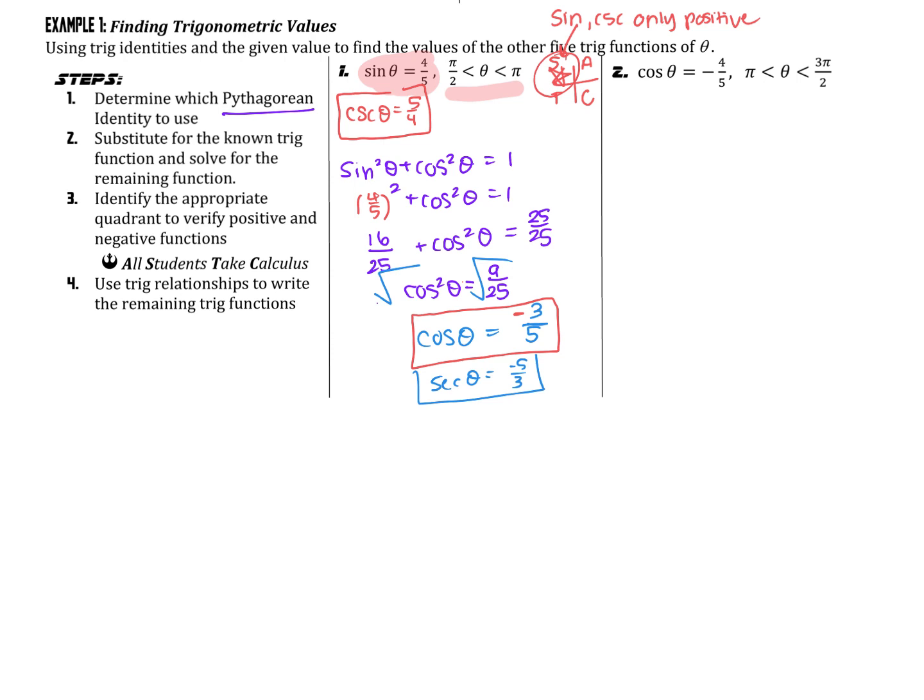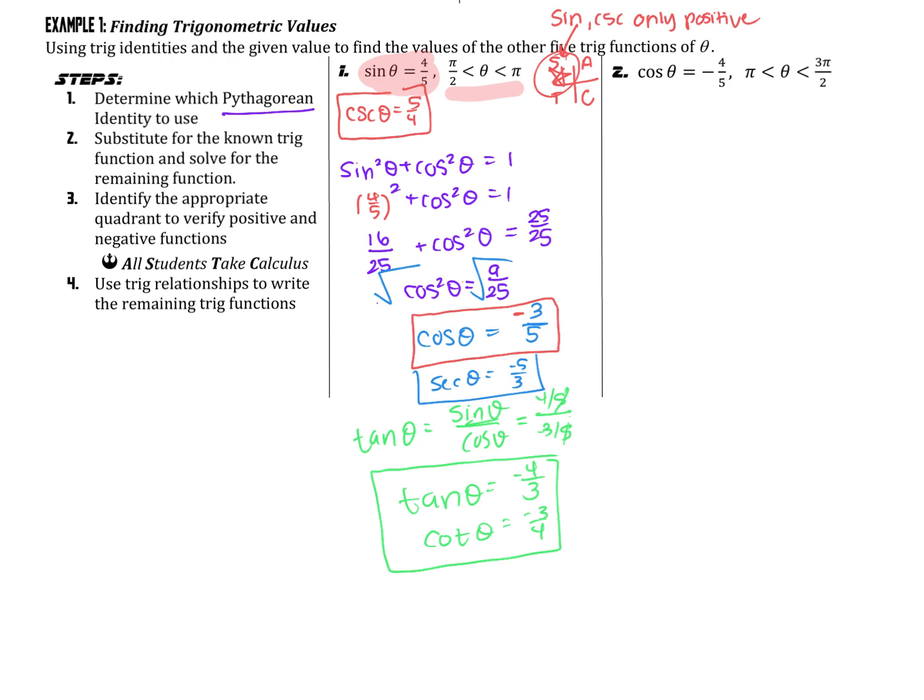And if we know these three, we could either use the fact that tangent is sine over cosine to figure out the value for tangent, or now we know all three sides of the triangle, so we could find it in that way. But I'm going to use the fact that tangent is sine over cosine. So tangent of theta is sine of theta over cosine of theta, which means in this case, we have 4 over 5 divided by negative 3 over 5. These 5s are just dividing out. So tangent is really just going to be negative 4 over 3, which means that cotangent will be negative 3 over 4.